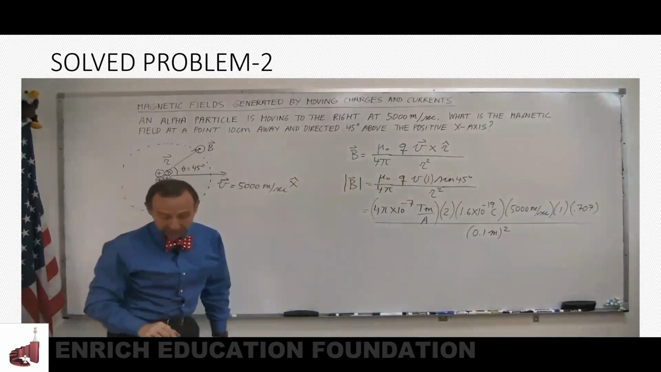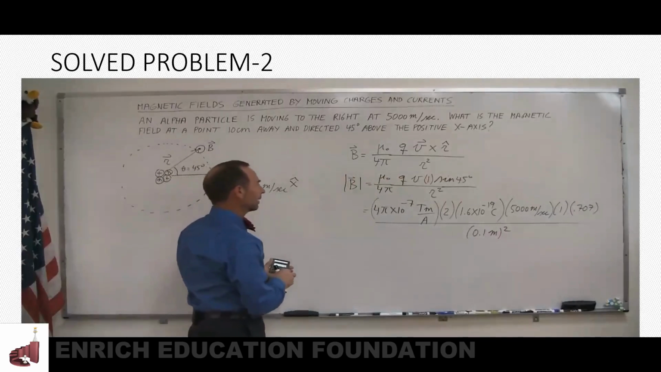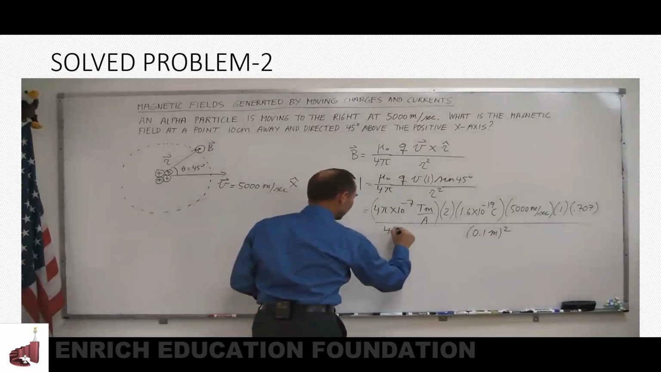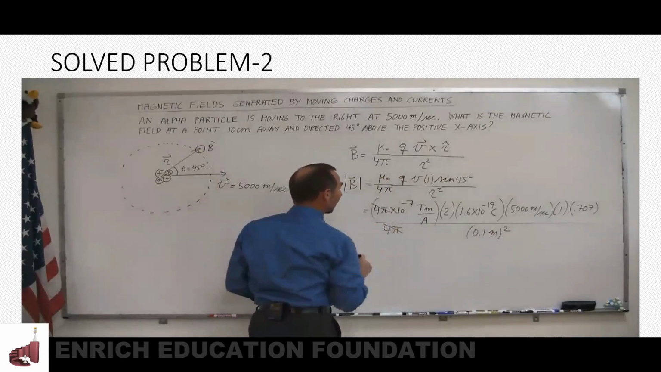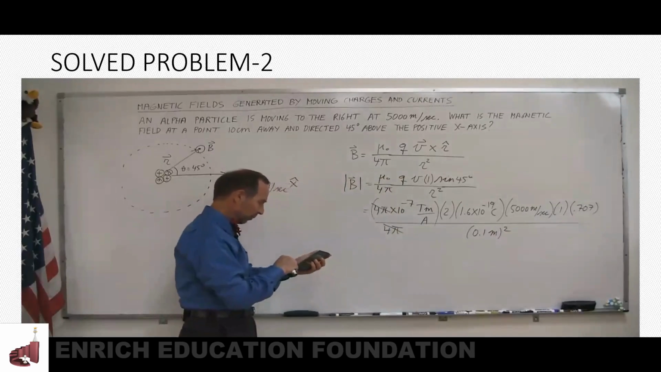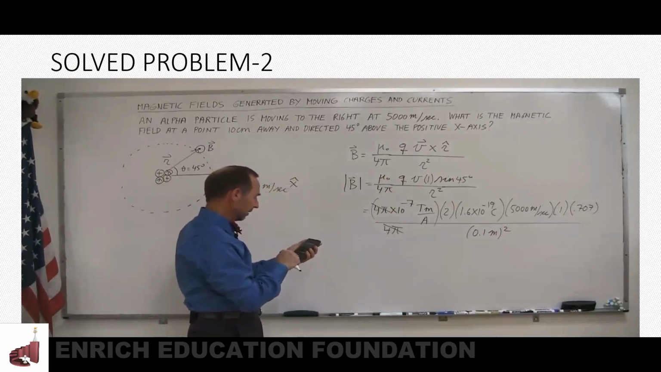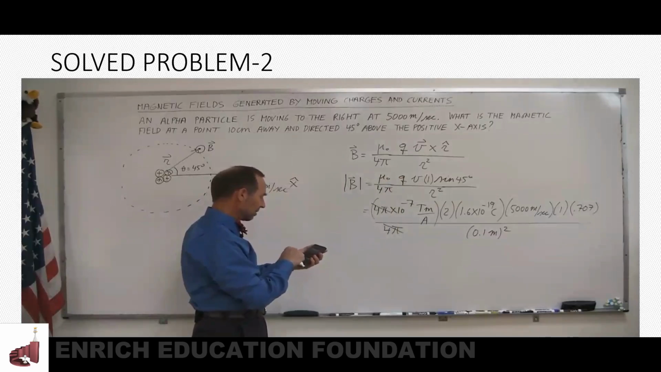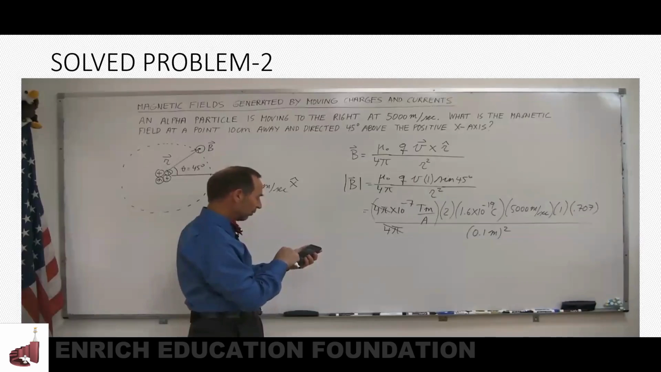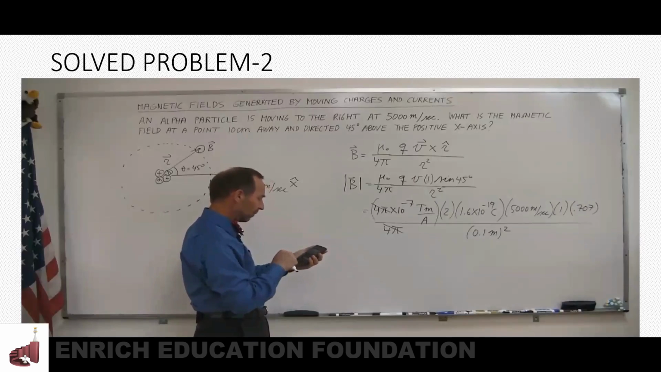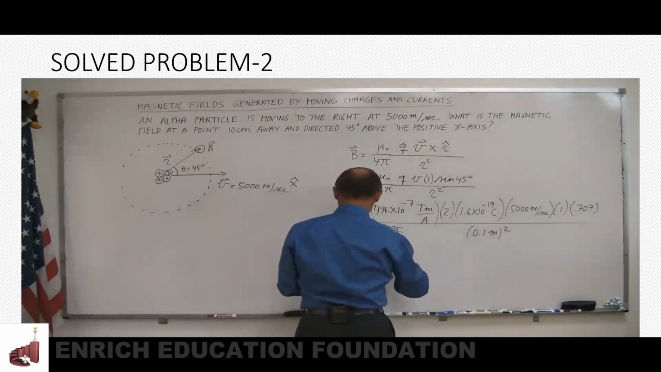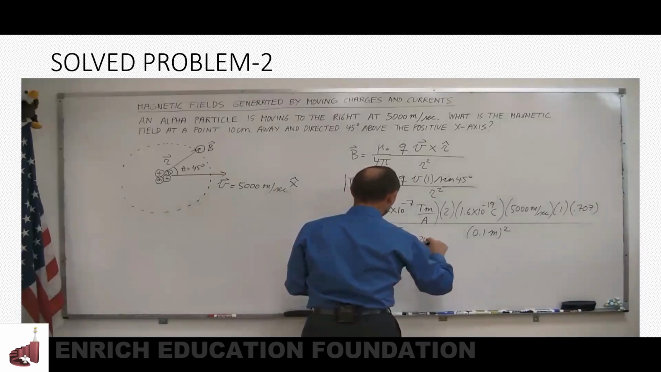All right, now let's find the value of that. Let's grab our calculator here. I think I'm still missing a 4 pi here, so I better put that in there. There's the 4 pi, can't forget about that. And now when we simplify things, this 4 pi cancels out that 4 pi. And let's work out the rest. 1 e to the minus 7 times 2 times 1.6 e to the minus 19 times 5,000 equals, and divide that by 0.1 squared equals, and don't forget this 0.707, so times the sine of 45 degrees equals, and we get 1.13 times 10 to the minus 20 Teslas.